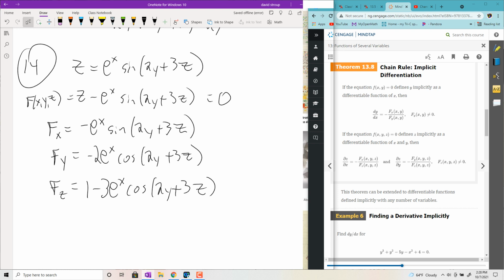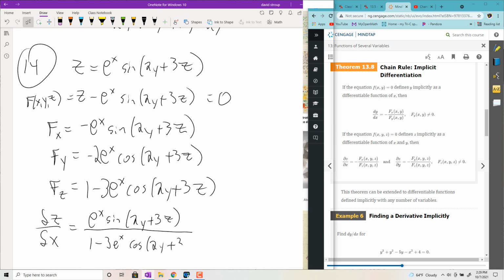And so the partial of z with respect to x is going to be negative f with respect to x, so negative of negative e to the x sine of 2y plus 3z, which is just e to the x sine of 2y plus 3z, and then all over the derivative of f with respect to z, so that would be 1 minus 3e to the x cosine of 2y plus 3z.